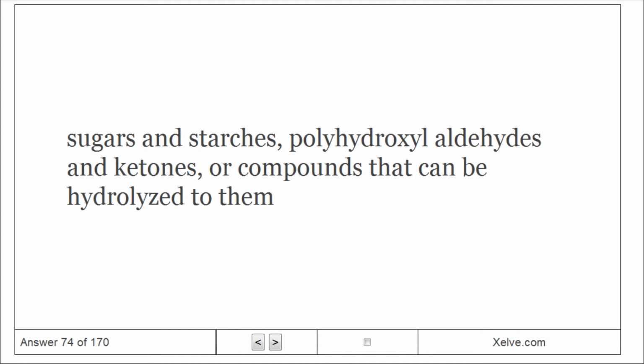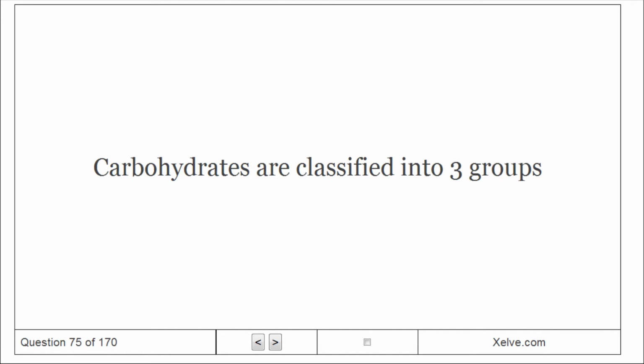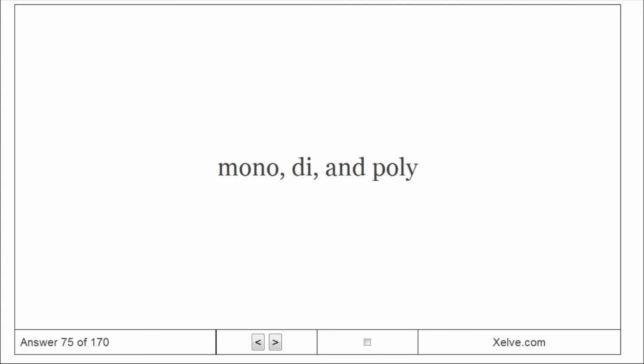Carbohydrates. Sugars and starches, polyhydroxyaldehydes and ketones, or compounds that can be hydrolyzed to them. Carbohydrates are classified into three groups: mono, di, and poly.